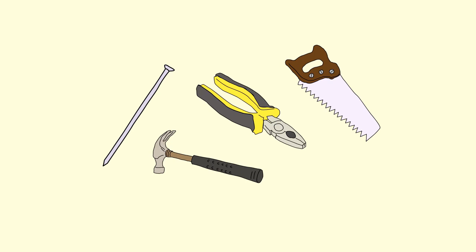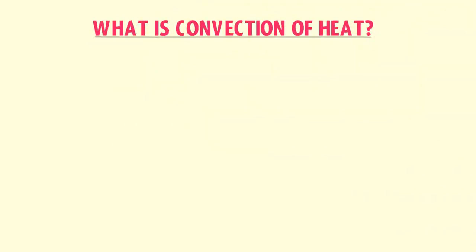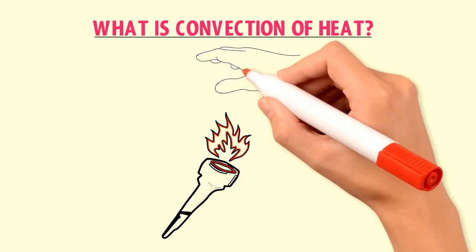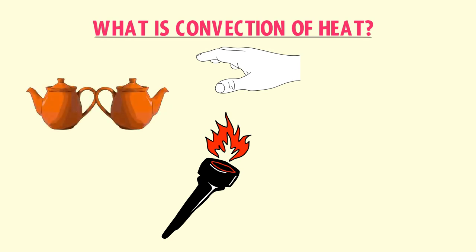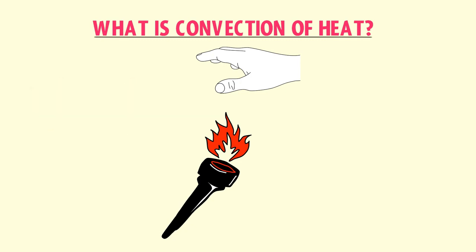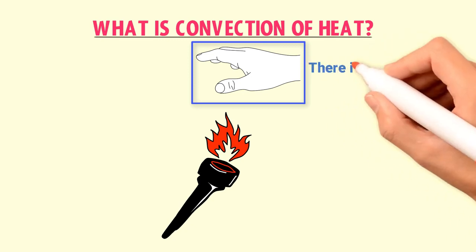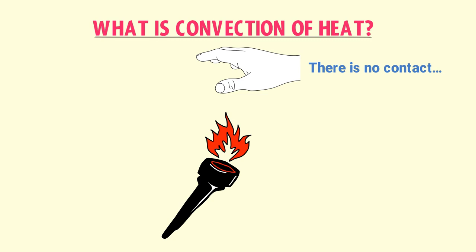Now, let me clear your concept about what is convection of heat. Let's consider if you place your hand slightly above the fire, you feel the hotness of fire. In the previous slides, we learned that heat energy was only flowing when there was contact between hot object and cold object. But here in this example, your hand doesn't touch the fire, meaning there is no contact or no medium. Well, the scientific answer is very simple.